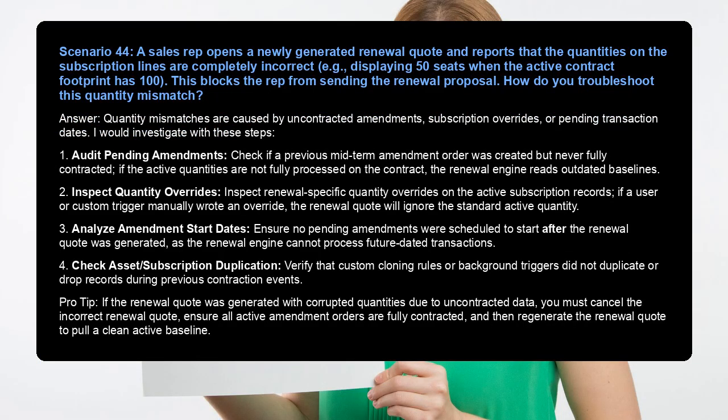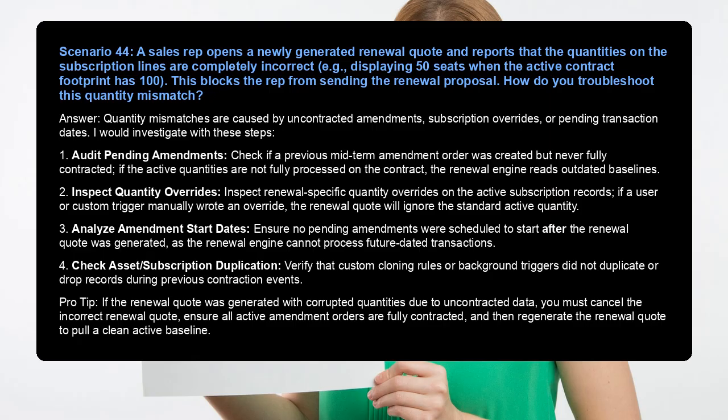team. Scenario 44. A sales rep opens a newly generated renewal quote and reports that the quantities on the subscription lines are completely incorrect, for example, displaying 50 seats when the active contract footprint has 100. This blocks the rep from sending the renewal proposal. How do you troubleshoot this quantity mismatch? Answer: quantity mismatches are caused by uncontracted amendments, subscription overrides, or pending transaction dates. I would investigate with these steps.